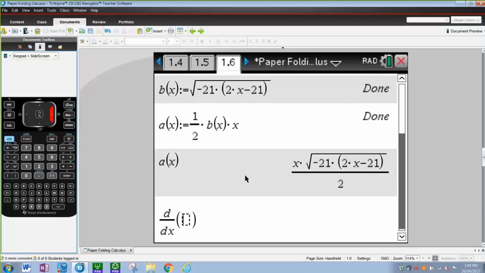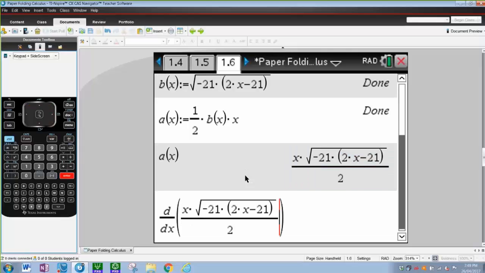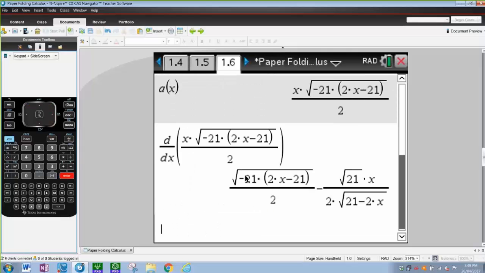because that is the variable we're differentiating with respect to, and then go up, paste that into the derivative, and hit enter. Now that looks quite clunky and messy, but there's a really good command for making fractions look a lot simpler, and that's called common denominator. So how do we get there?